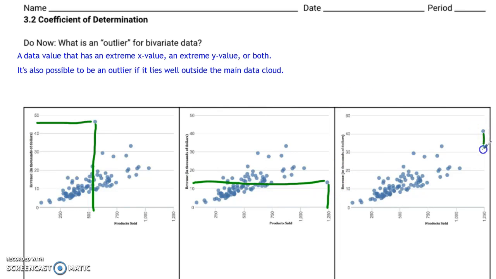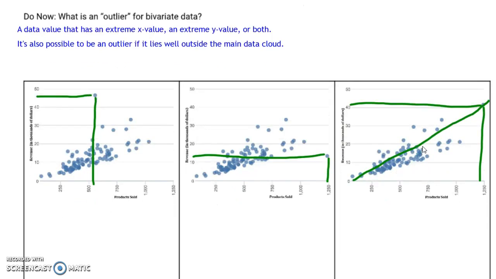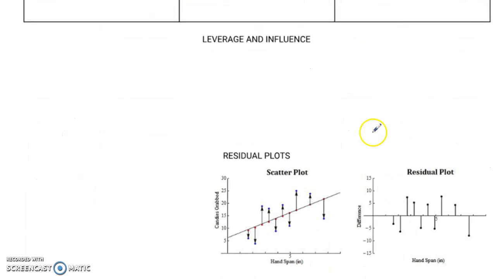Looking at this point here, it does have an extreme y value and an extreme x value. It doesn't really matter that it is along a supposed trend line here. It doesn't really matter that it basically goes directly through that trend line. It's still considered an outlier because it lies well outside of the main data cloud. That's this cloud down here. And there are differing degrees of outliers, but in general, that's how you detect whether it's an outlier.